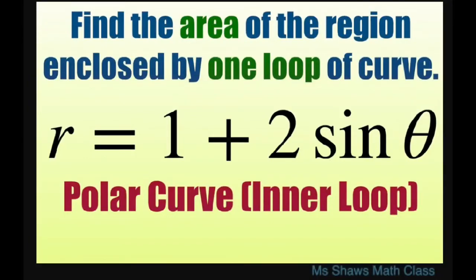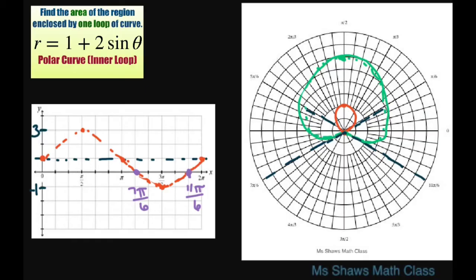Hi everyone, we're going to find the area of the region enclosed by one loop of the curve r equals 1 plus 2 sine of theta. And we want to do the inner loop for this one. This is a limaçon with the inner loop.